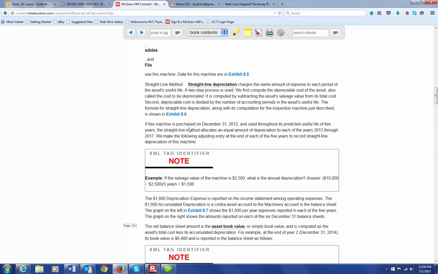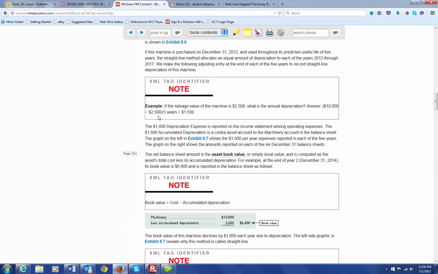So they give you an example. If this machine is purchased on December 31st, used throughout its predicted useful life of 5 years, the straight line method allocates an equal amount of depreciation to each of those 5 years. So if the salvage value of the machine is $2,500, what is the annual depreciation? You have $10,000 minus $2,500, so you've got $7,500 that you're going to depreciate over 5 years, so $7,500 divided by 5 is $1,500. So you would have $1,500 of depreciation on this one for each of 5 years.